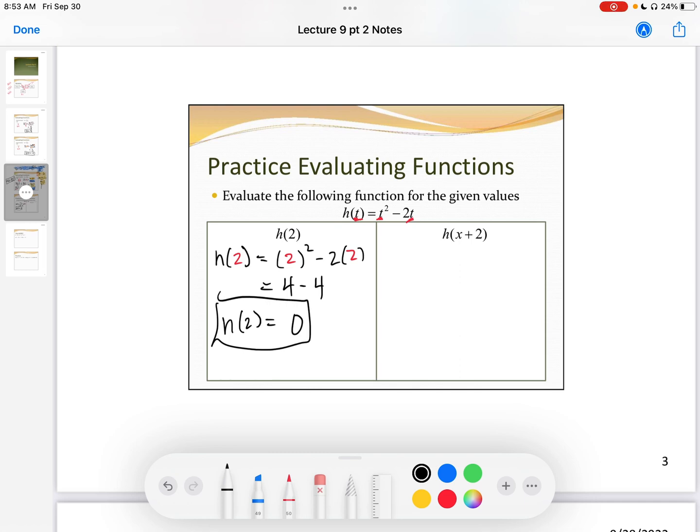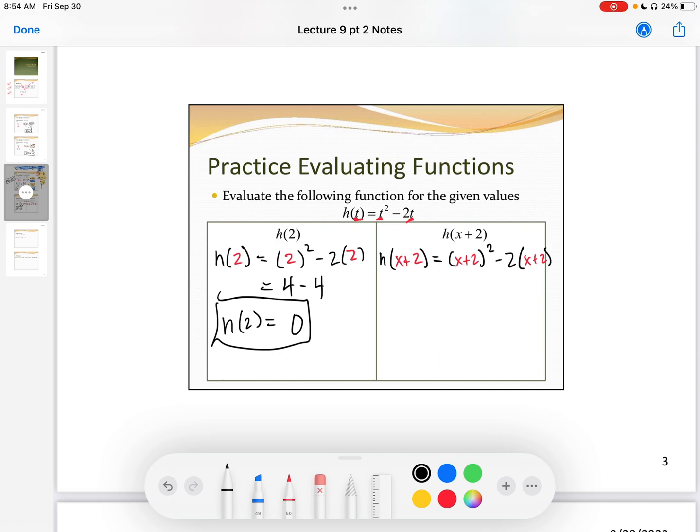Not too bad. Okay. Next one here, it's going to be a little bit trickier. Instead of h of t equaling the t just being a 2, we are now going to be substituting in an x plus 2. So instead of a t squared, I'm going to have an x plus 2 squared, and minus 2 times, I'm going to have another x plus 2. So everywhere that there was a t, there is now an x plus 2.